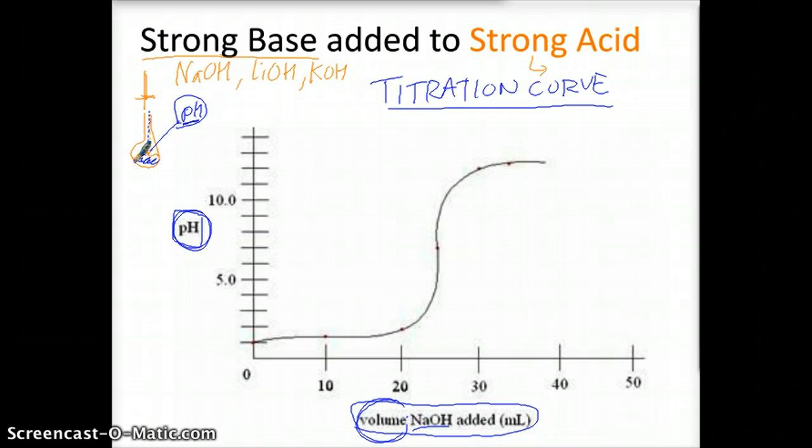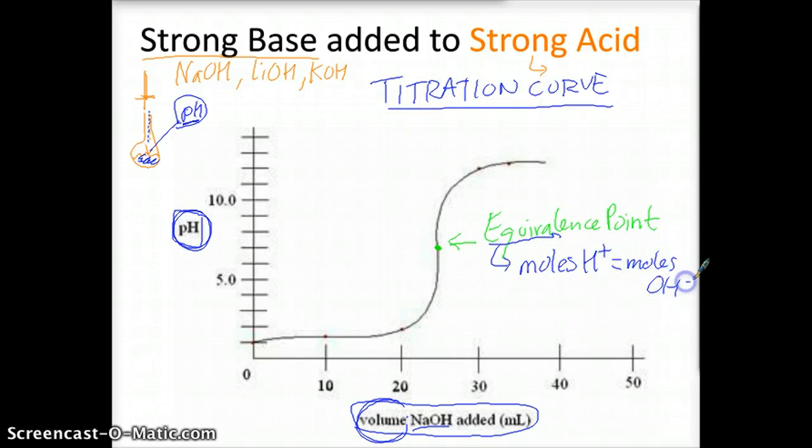This is an example of a titration curve when you mix a strong base with a strong acid. There are a few key things you need to know. The first one is this point right here, in the middle of the vertical line. The middle of the vertical line is called the equivalence point. If we break down that word, equivalence sounds like equal. Something is equal at the equivalence point. What is equal? This is when your moles of H plus from the acid equal your moles of OH minus.